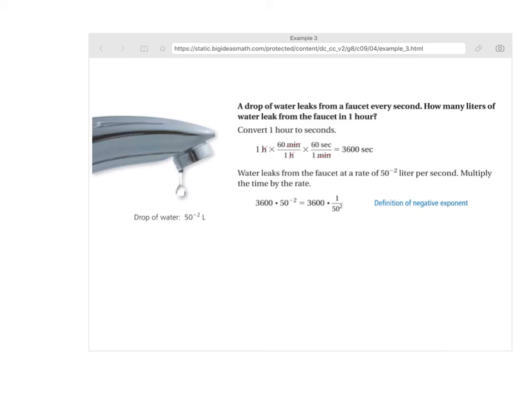First you need to simplify that. 5 to the negative 2 has to be 1 over 5 to the 2. Then you can simplify that. 5 times 5 gives you 25. Then you multiply straight across. So you get 3,600 times 1 over 1 times 25, which gives you 3,600 over 25. Lop off those zeros, you get 36 over 25, which gives you the fraction 1 and 11/25, or 1.44. You can leave it as a fraction or put it as a decimal. I don't care which one you want to do. And your final answer is that 1.44 liters of water leak from the faucet every hour.